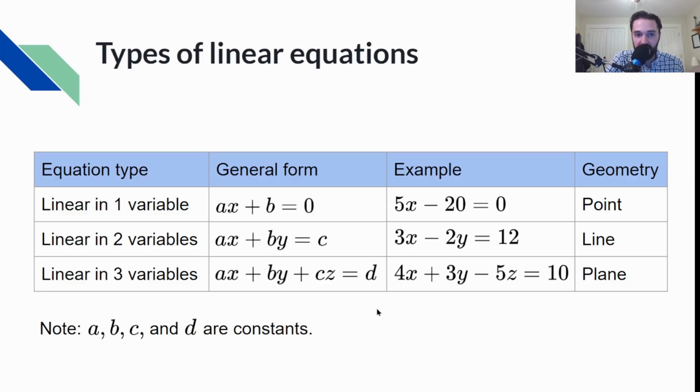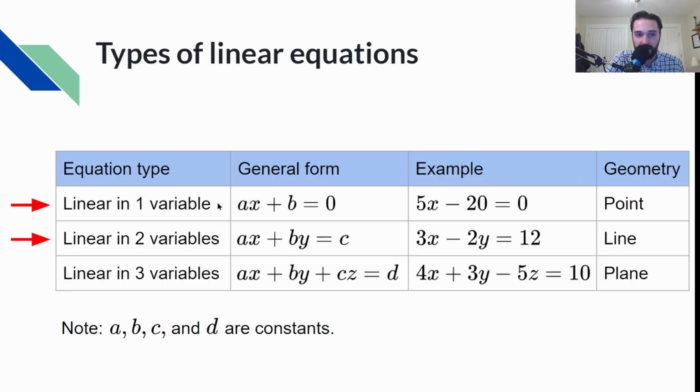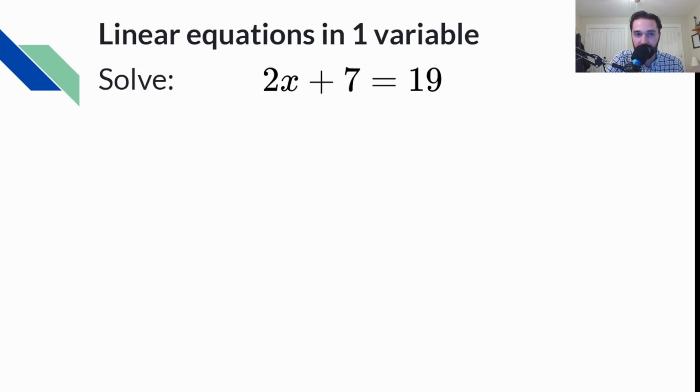So let's hone in on these first two types of equations. This is what we're going to take a look at. Let's start with linear equations in one variable. Here I have the equation 2x plus 7 equals 19. This is linear, so we know how to solve it. First, we're going to subtract 7 from both sides.